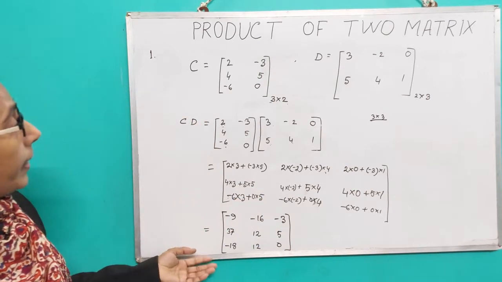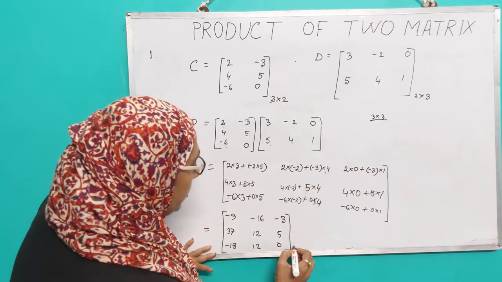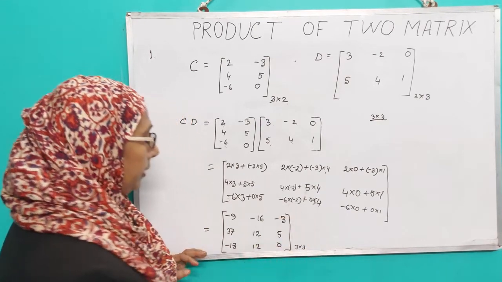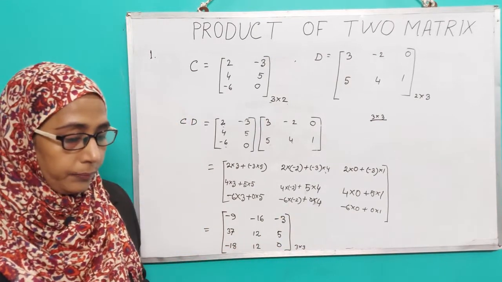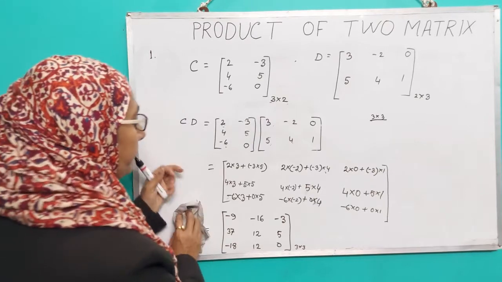So this is the product matrix, and this product is 3 by 3. So our answer is correct. Okay. One more example, see.